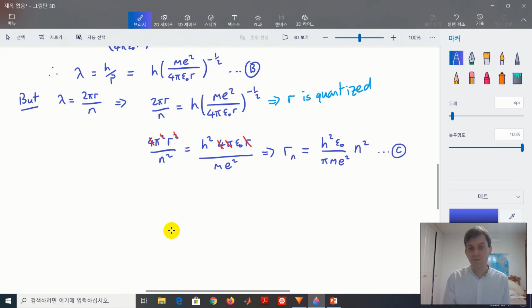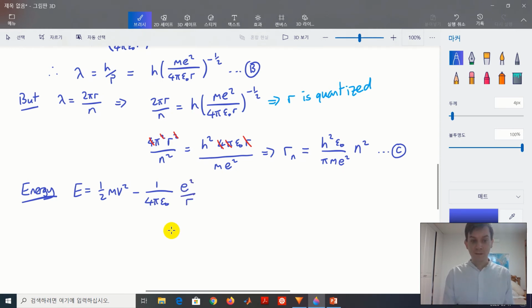So that's the formula for the quantization of the radius of the orbit. But what we're interested in is the energy of the orbit, right? So next we have to talk about energy. The energy of the electron has two terms. It has a kinetic energy term, and it has a potential energy term. And the potential energy, again from the electrostatic force law, is minus 1 over 4 pi epsilon 0 times the product of the charges divided by the distance between them.